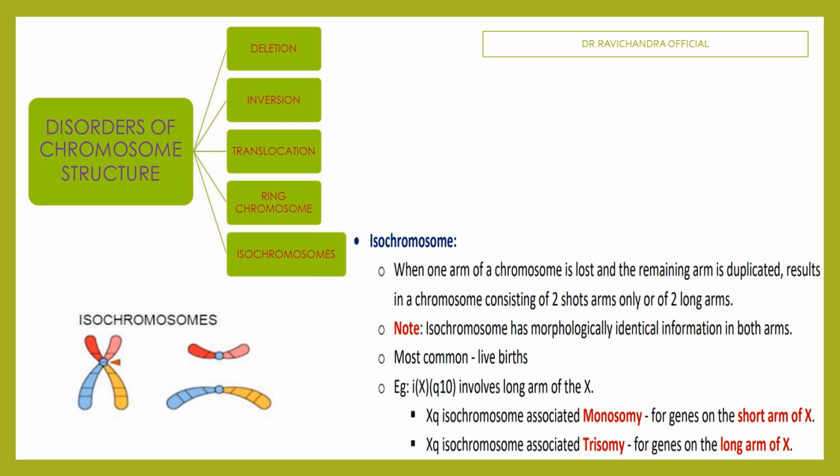Example, i(17q) involves the long arm of the chromosome. Xq isochromosome is associated with monosomy for genes on the short arm of the X, and Xp isochromosome is associated with trisomy for genes on the long arm of the X. You can see isochromosomes in the picture shown.